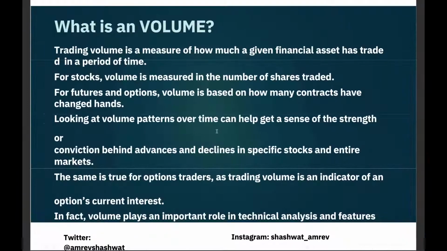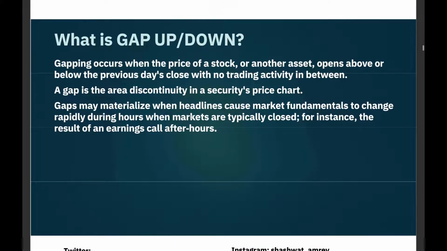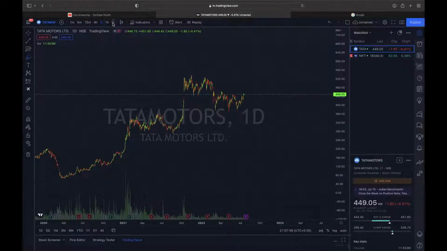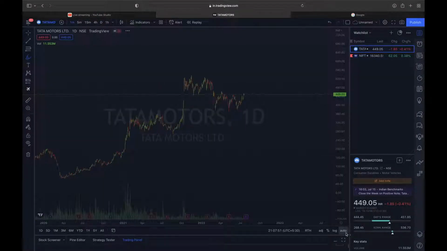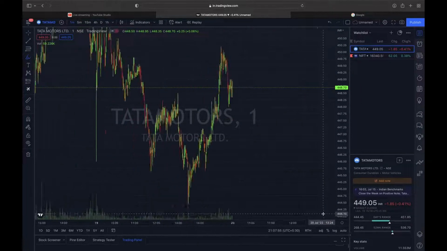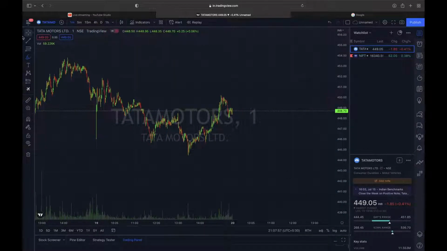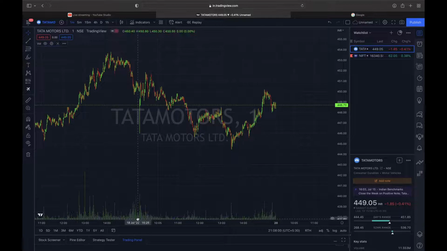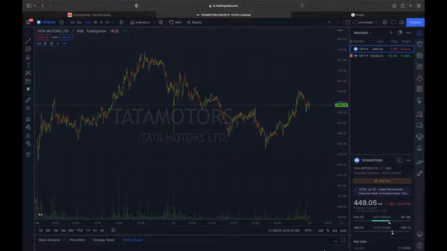Now let's learn about gap up or gap down. What is gap up or gap down? So guys, when the market is closed, there are some things that happen in the US market, European market, Singapore market, and so these reflect in the gap up and gap down.